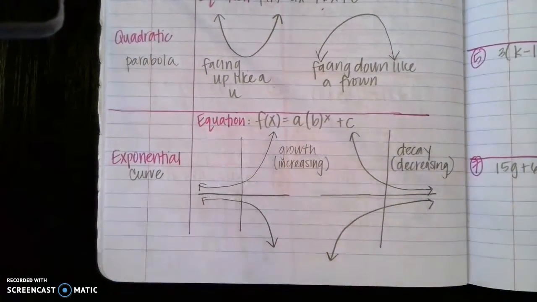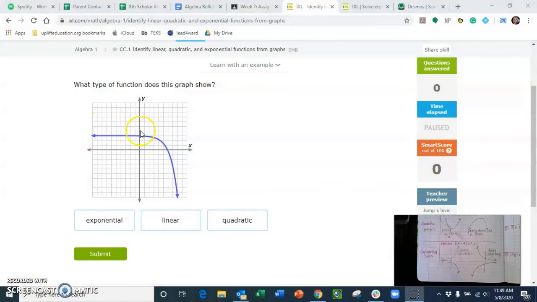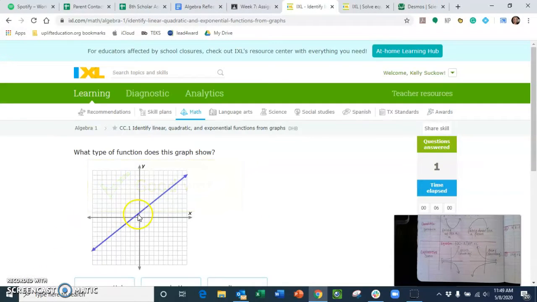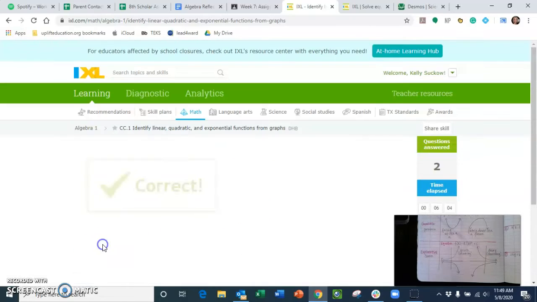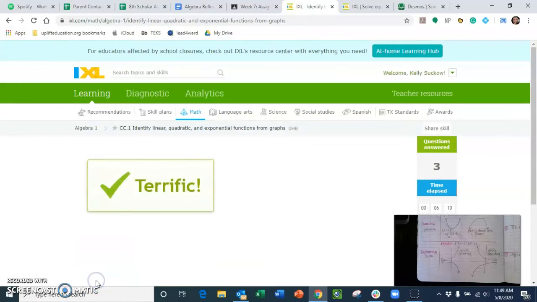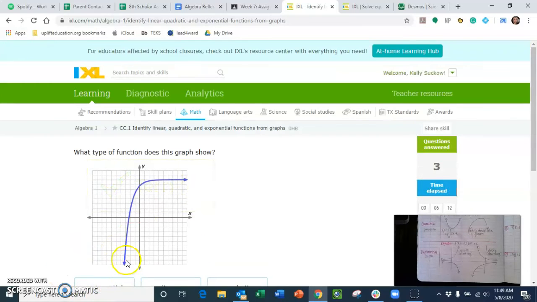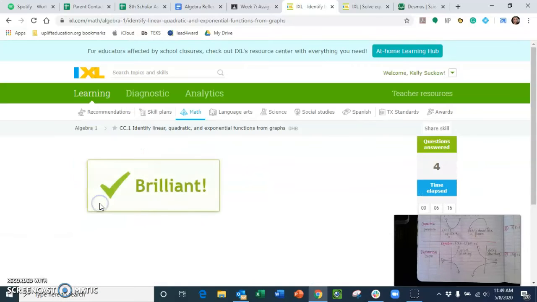Okay, so what you then would do is you would identify this is a curve, so this represents an exponential equation. This is a line, therefore it's going to represent a linear equation. This one is a U, a parabola, so this is going to represent a quadratic equation. This is a curve, this is not a U, so this is going to be an exponential equation.